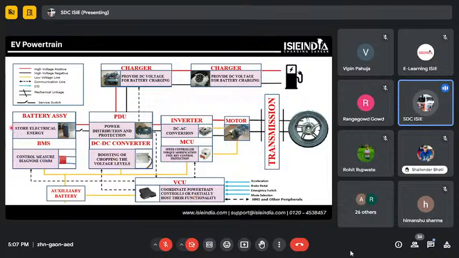So the power flows from the battery to the controlling system, the command system, to the load, to the motor, and through the motor we get the mechanical output.